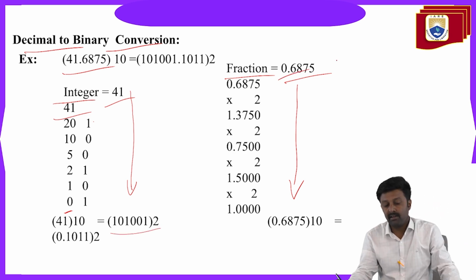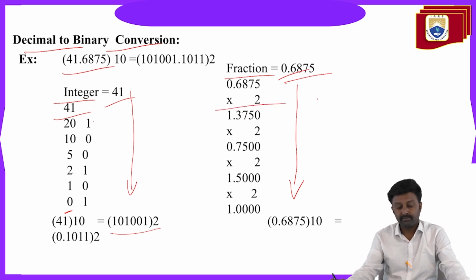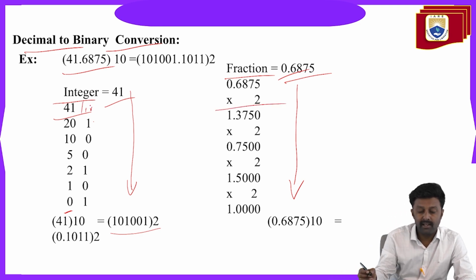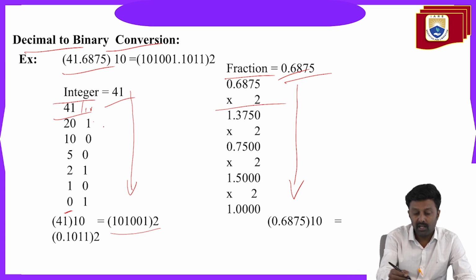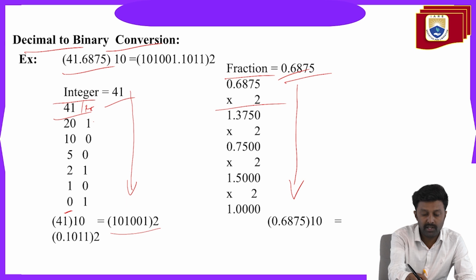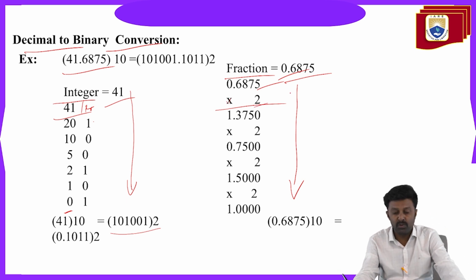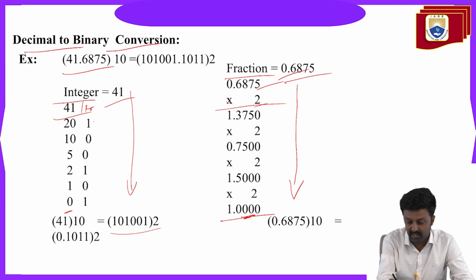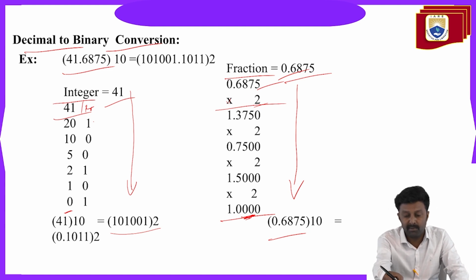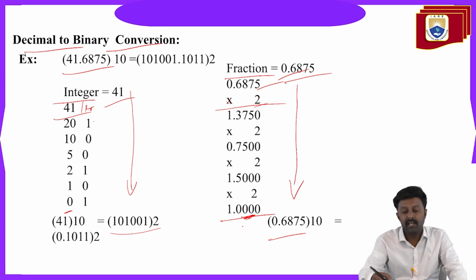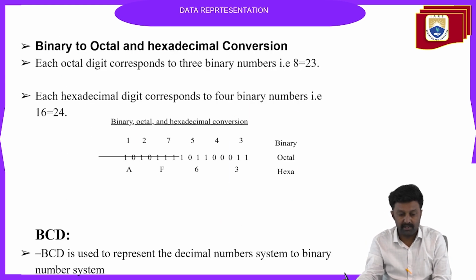For the fractional part, we have to multiply by 2. Each time we multiply the number by 2, until all the fractional bits become 0. Once all the bits are 0, we stop the multiplication, and the integer digits we collected are the representation of this part. That is 0 1 0 1 1.